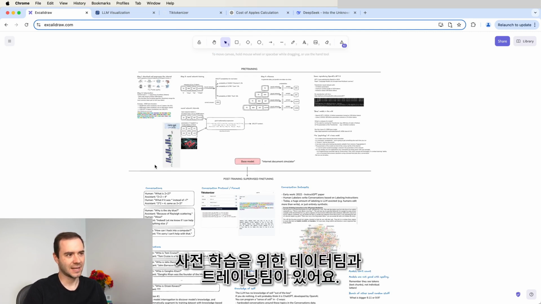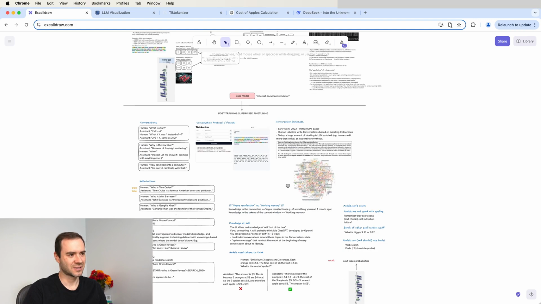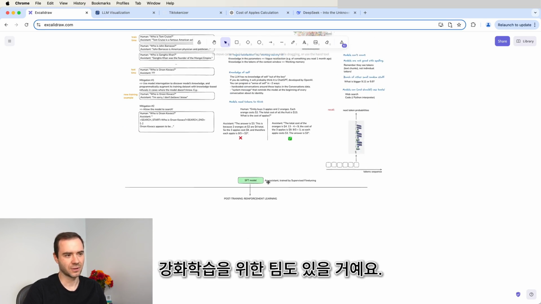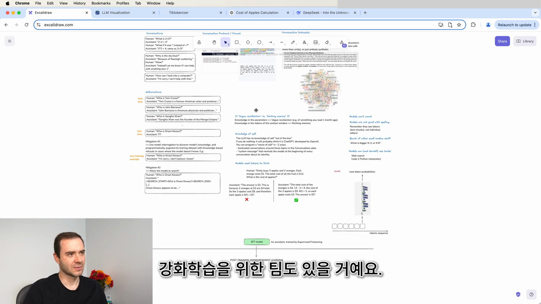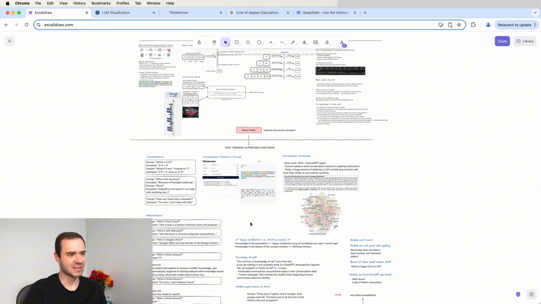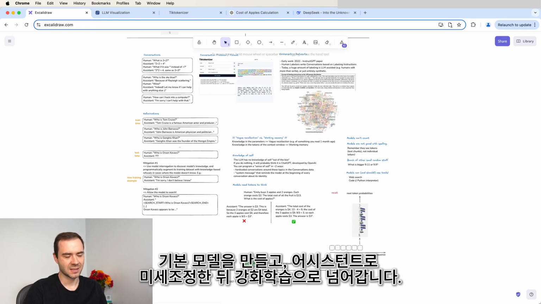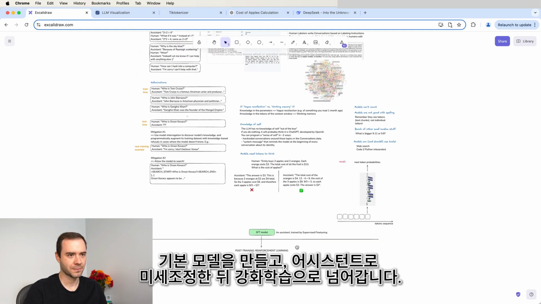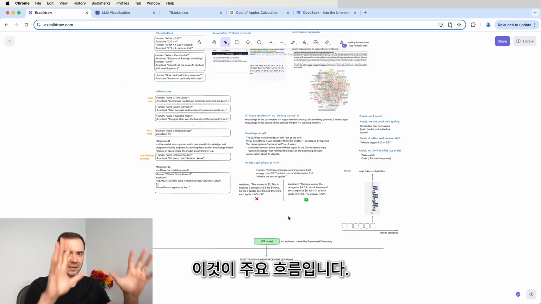Inside companies like OpenAI, these are all separate teams. There's a team doing data for pre-training, and a team doing training for pre-training. And then there's a team doing all the conversation generation, in a different team that is doing the supervised fine-tuning. And then there will be a team for the reinforcement learning as well. So it's kind of like a handoff of these models. You get your base model, then you fine-tune it to be an assistant, and then you go into reinforcement learning, which we'll talk about now. So that's kind of like the major flow.